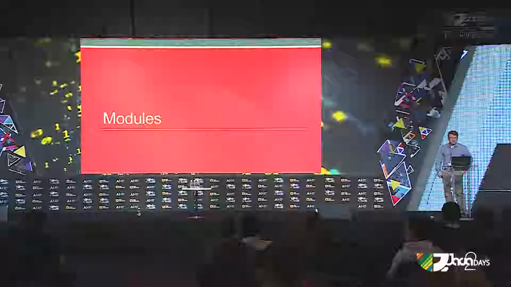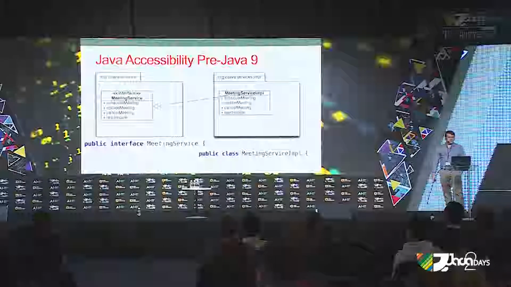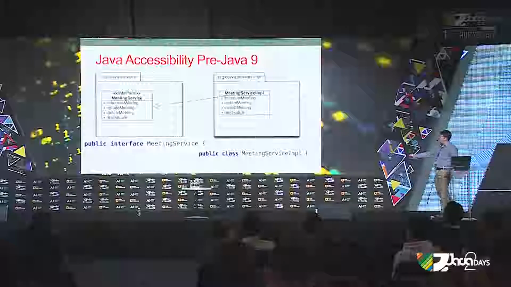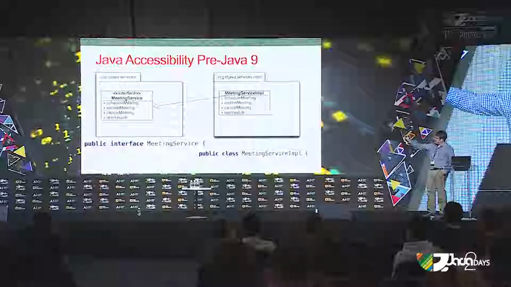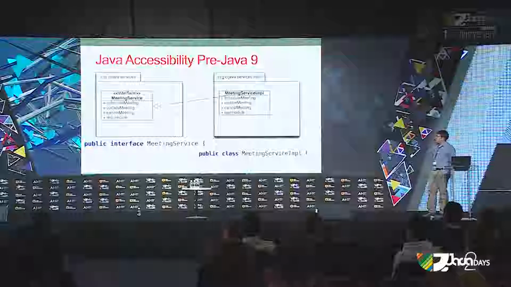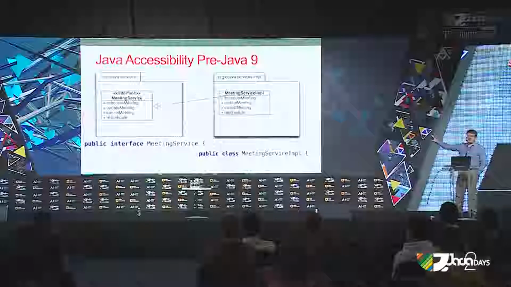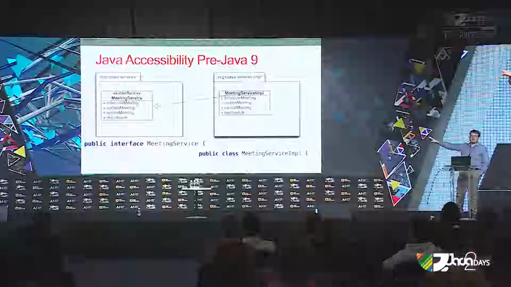So moving on to modules. Java accessibility pre-Java 9. So if we had a class with an interface and an implementation of the interface, there was nothing to prevent users that are using this package from drilling in and using the implementation directly, right?